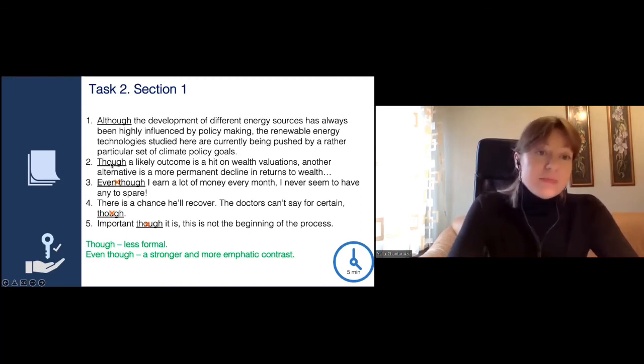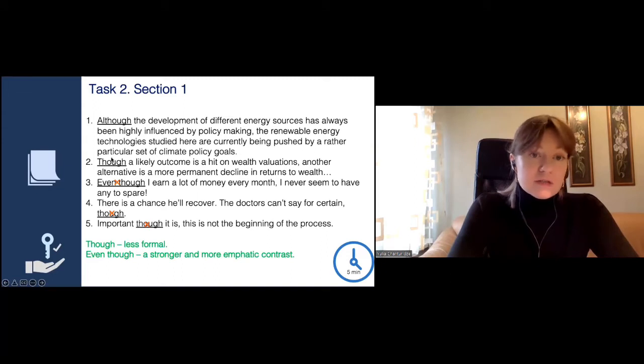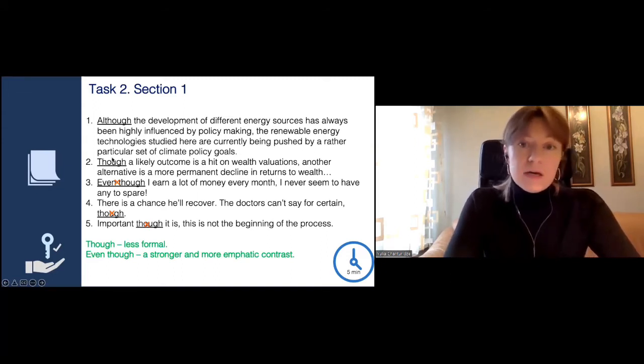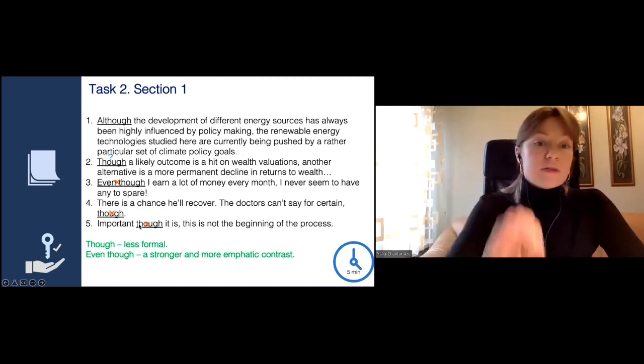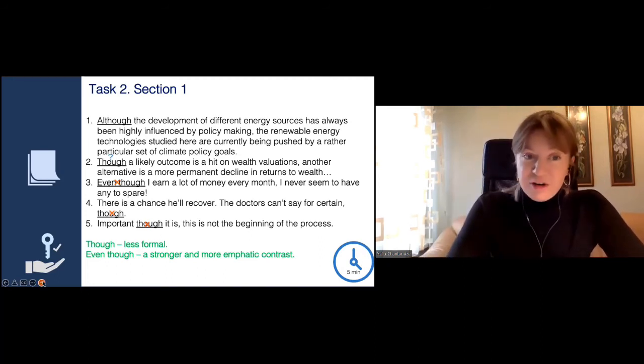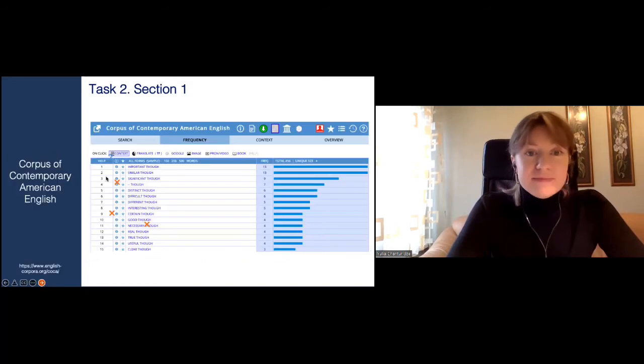Here though is possible. But again, it's less frequently used than although. So possible, but don't overuse it. The other three cases are rather informal. We're moving on to section 2 now.